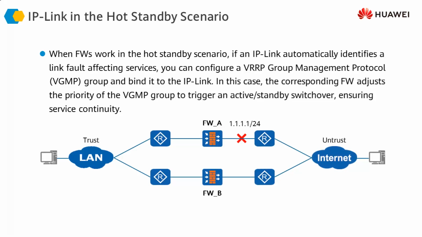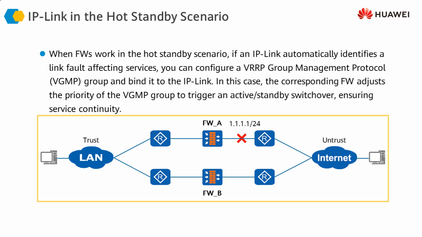And the third scenario which the firewall can use with IP link is the hot standby scenario. In this case, for example, we have two firewalls, firewall A and firewall B. Normally the traffic is being forwarded through firewall A. If this link goes down, the firewall will know about it, and using VRRP or VGMP implementation, the firewall can switch the traffic through this alternate firewall. These two firewalls are running VRRP, and they are managing the groups using VGMP. We'll be discussing VGMP and VRRP in much more detail later on in this module.